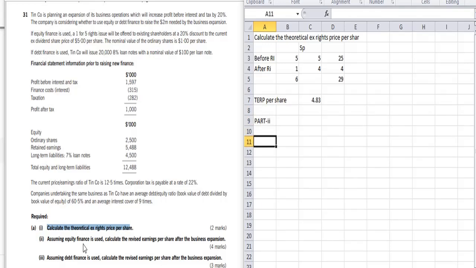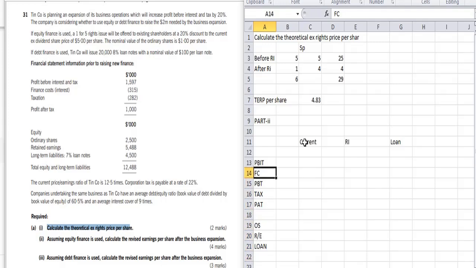Okay, so the next requirement is, assuming equity finance is used, calculate the revised earnings per share after the business expansion. Here we will make columns for current, rights issue, and loan. The rows will be PBIT, finance cost, PBT, tax, PAT, then below that ordinary share, retained earnings, loan.